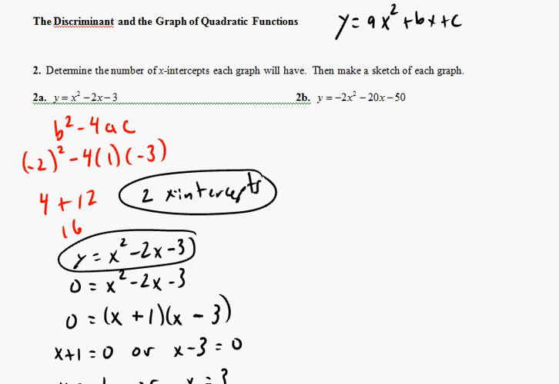Take a moment, pause the video, and see if you can determine how many x-intercepts this equation would have, and then see if you can make a sketch.